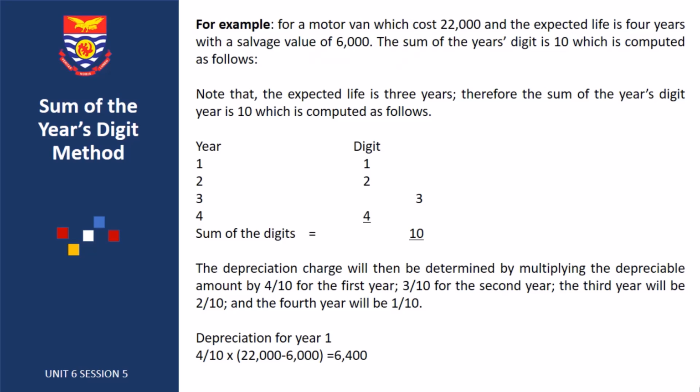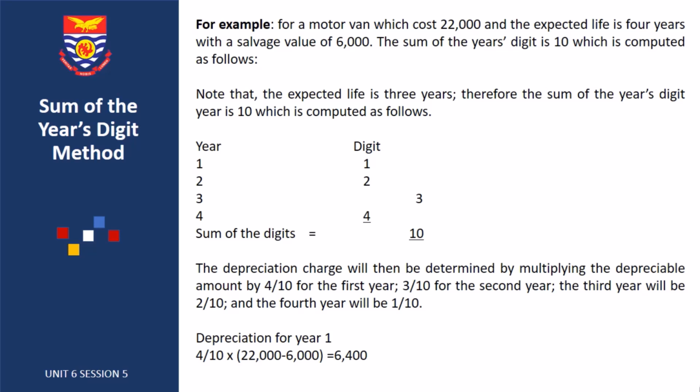Let's look at an example. A motor van which costs 22,000 and the expected life is 4 years with a salvage value of 6,000. The sum of years digit is 10, which is computed as follows. We assign a digit to the years and we total or find the sum. So year 1, we assign 1, year 2, 2, year 3, 3, year 4, 4. So the sum of the digits is 10.